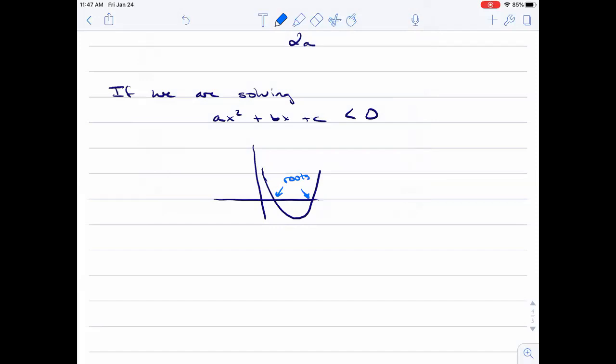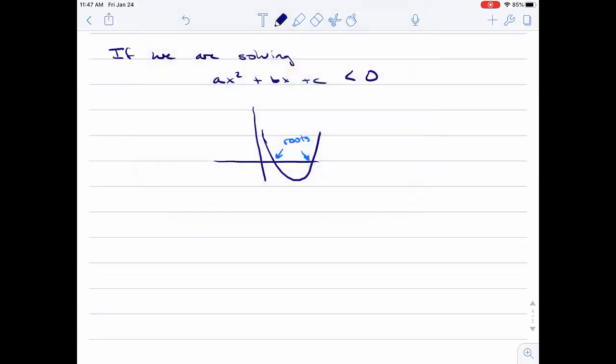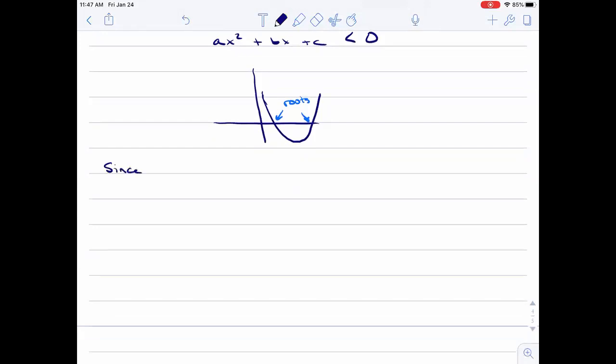So to solve a nonlinear inequality, just like we did earlier where we got x on its own and numbers on the other side, what we're going to do now is move everything to one side so that we have 0 on the other side, because we know how to find the roots of a quadratic equation.